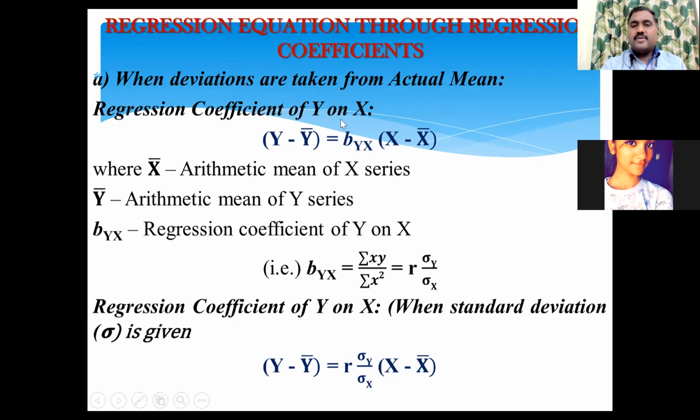Now see this byx, how to find this regression coefficient? There is another formula also, I told you, right? Summation xy divided by summation x square. Otherwise, you can use the sigma y by sigma x formula, but I told you, that is used when the standard deviation is given in the problem. If standard deviation is not given directly in the problem, and only x and y are given, in that case you have to use this formula.